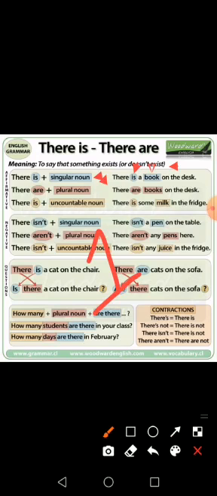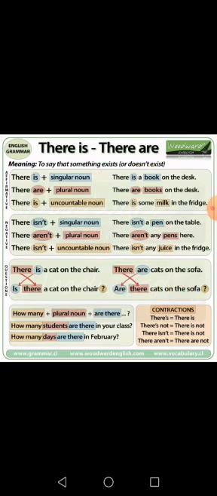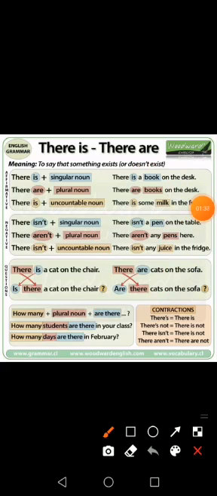There is a boy, one boy. There is a teacher, one teacher. There is a student, one student. So I use is with a singular noun.